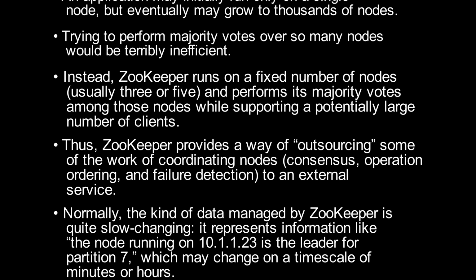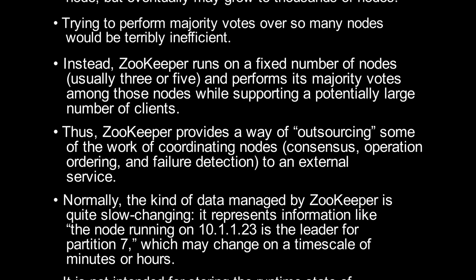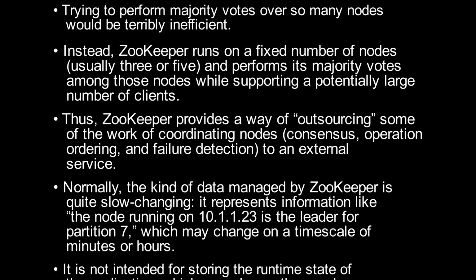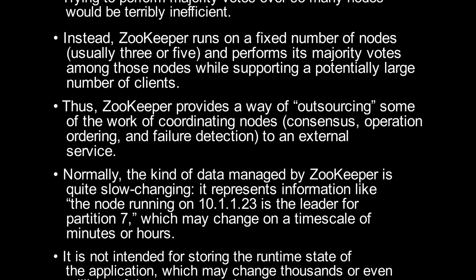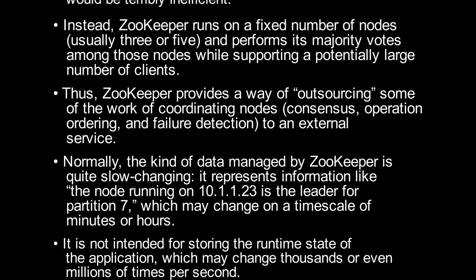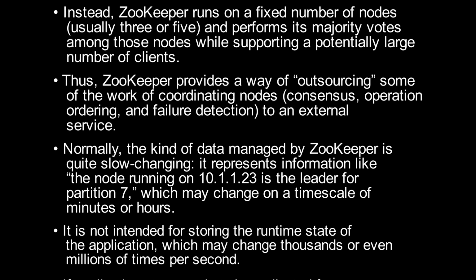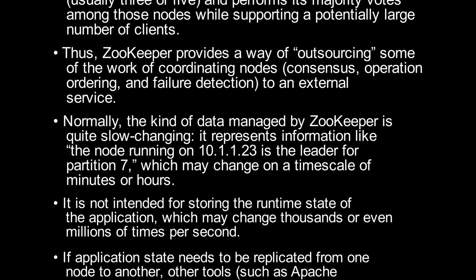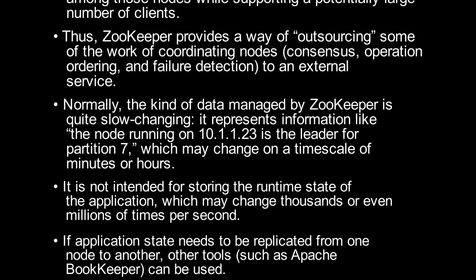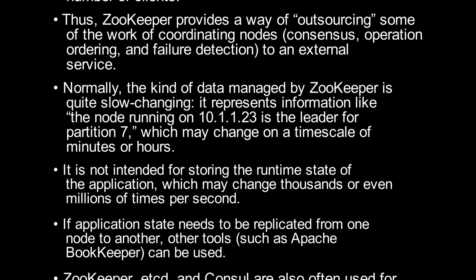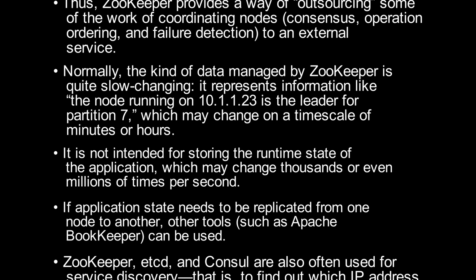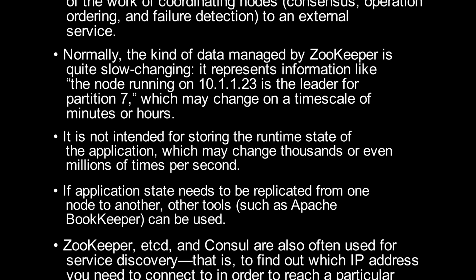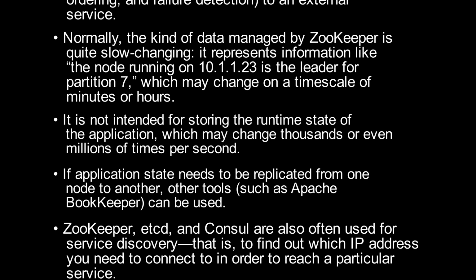to an external service. Normally, the kind of data managed by Zookeeper is quite slow-changing. It represents information like "the node running on 10.1.1.23 is the leader for partition 7", which may change on a timescale of minutes or hours. It is not intended for storing the runtime state of the application, which may change thousands or even millions of times per second. If application state needs to be replicated from one node to another, other tools such as Apache Bookkeeper can be used.